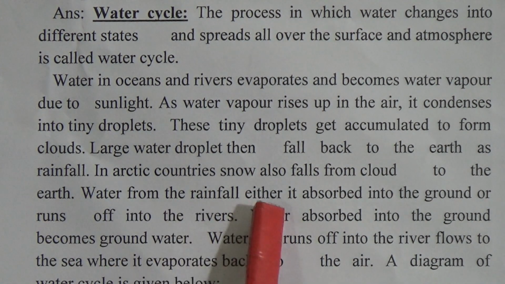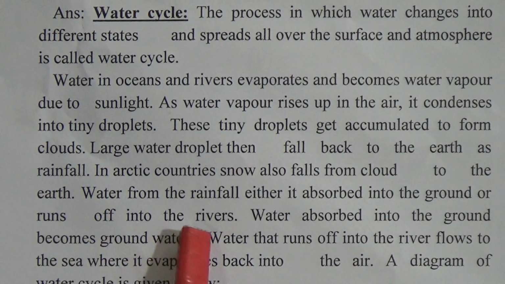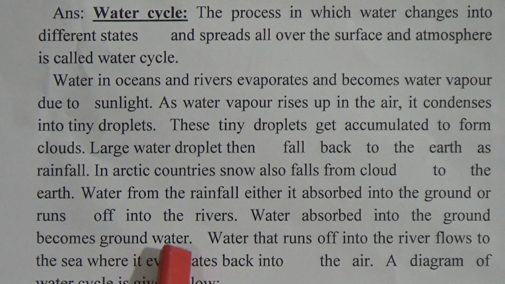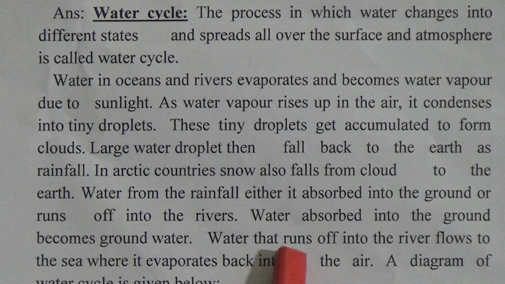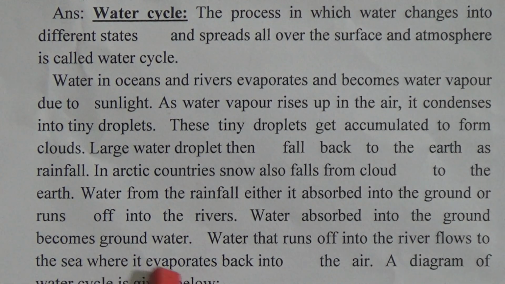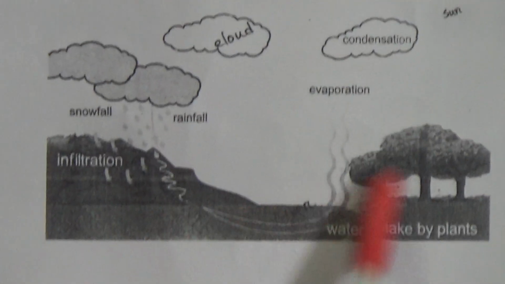Water from the rainfall is either absorbed into the ground or runs off into the rivers. Water absorbed into the ground becomes groundwater. Water that runs off into the river flows to the sea where it evaporates back into the air. A diagram of the water cycle is given below. This is the diagram of the water cycle.